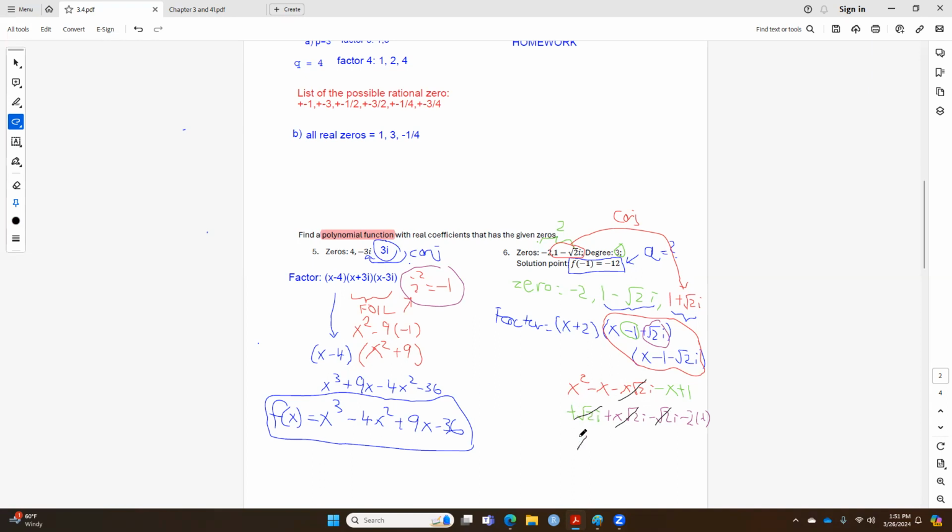So what I'm left with in this case is x squared minus 2x. So we got two of them. This will give me positive 2.